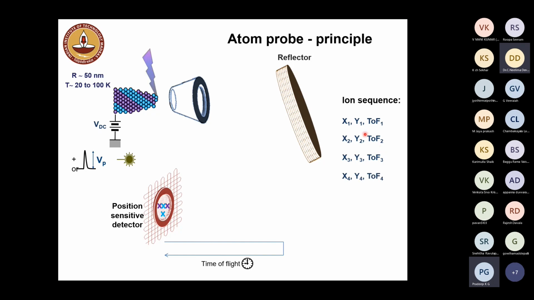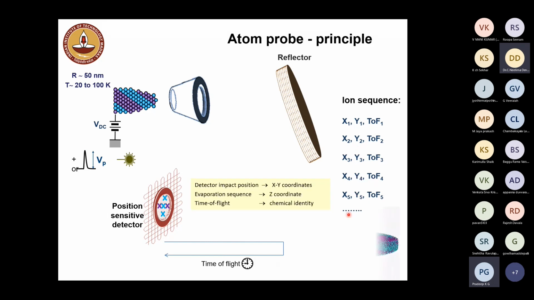Now, using these three pieces of information, over a period of time, we keep collecting atoms by continuously pulsing. Over a period of time, you collect all of this information. And using the XY position and the time of flight, we are able to three-dimensionally reconstruct whatever volume is lost from the apex region of the tip.